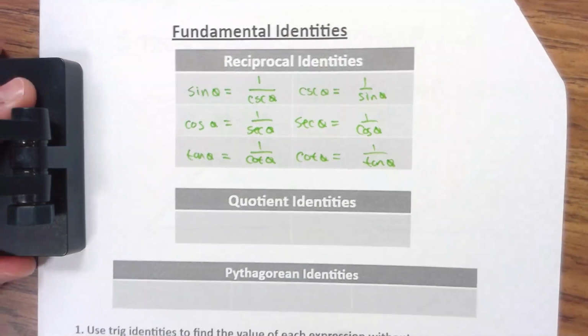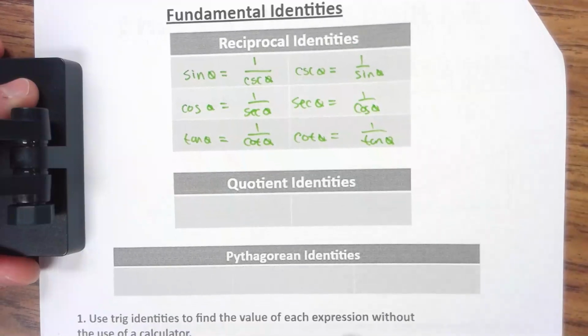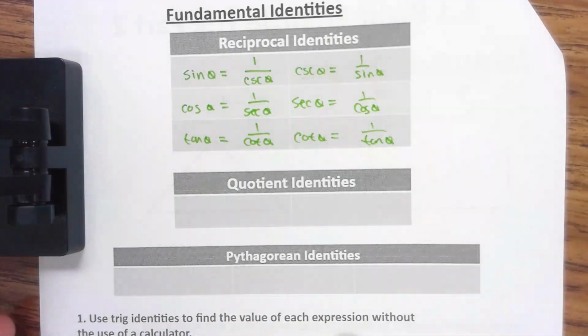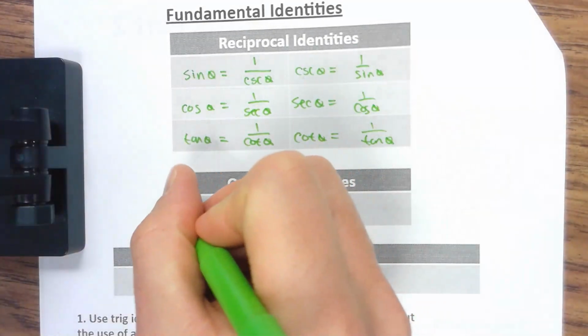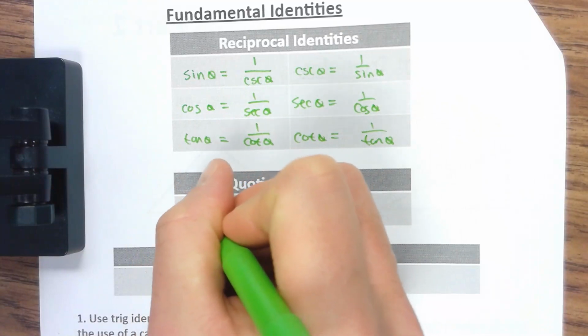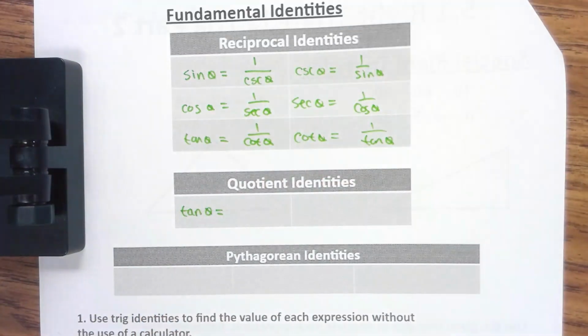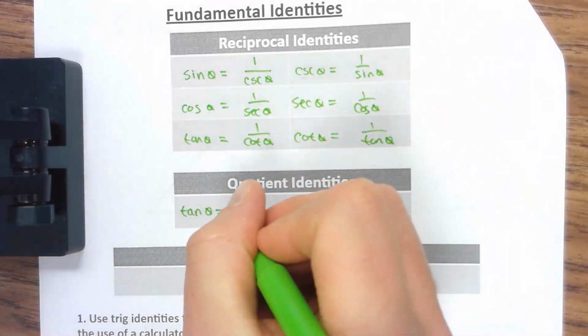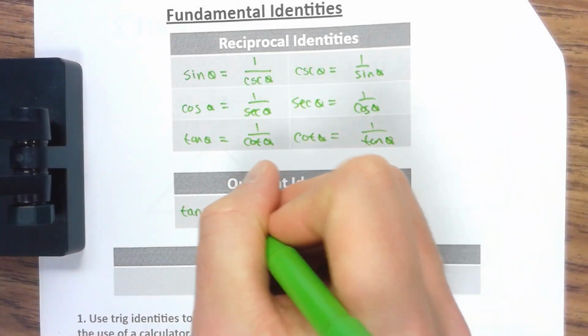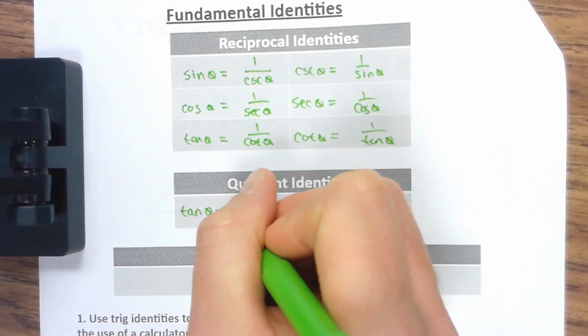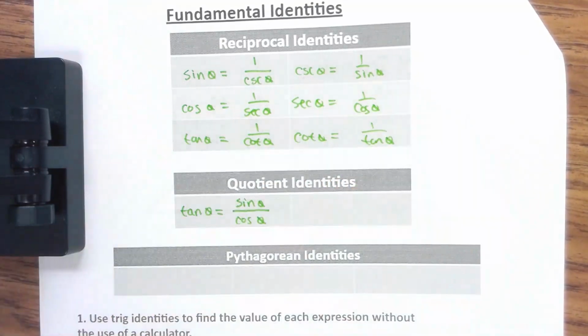Okay, now to the quotient identities. The quotient identities actually only involve tangent and cotangent, and they're just ways for us to express tangent and cotangent in terms of sine and cosine. So tangent of theta is also equal to sine of theta divided by cosine of theta.